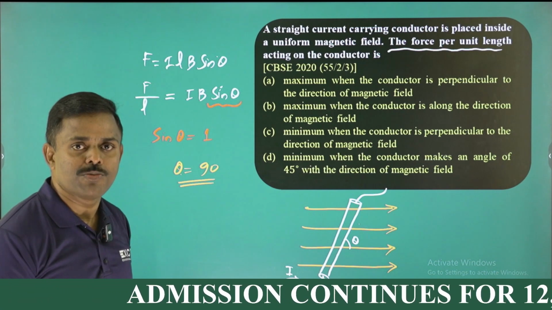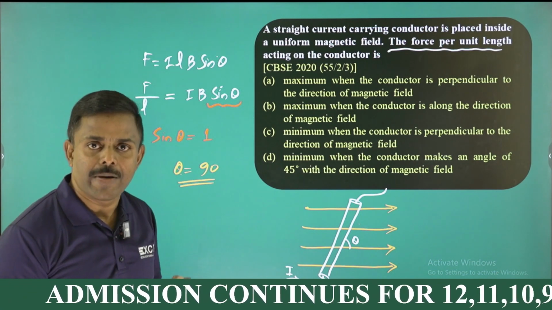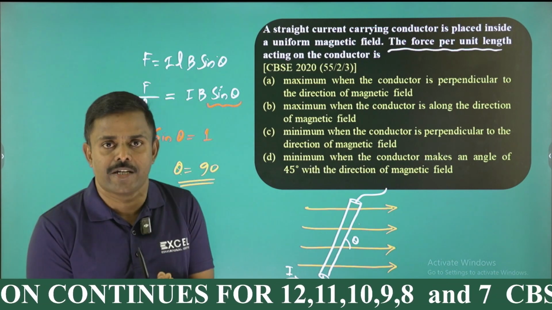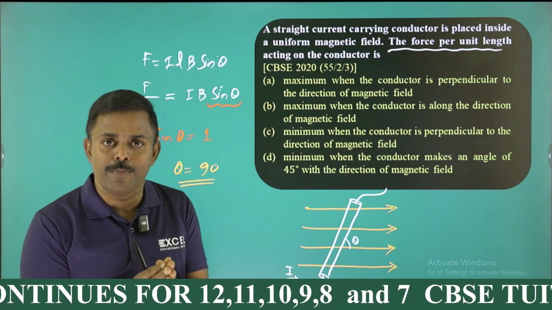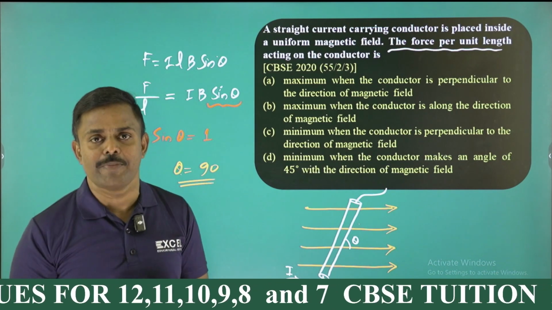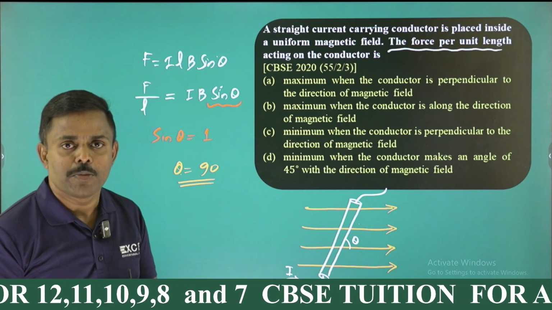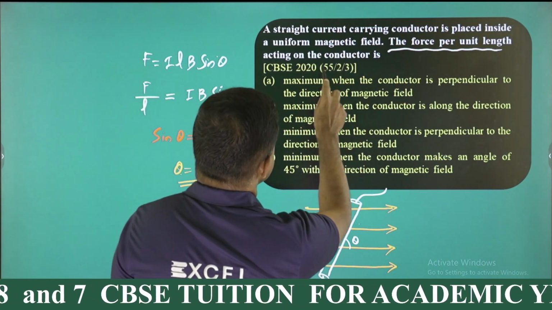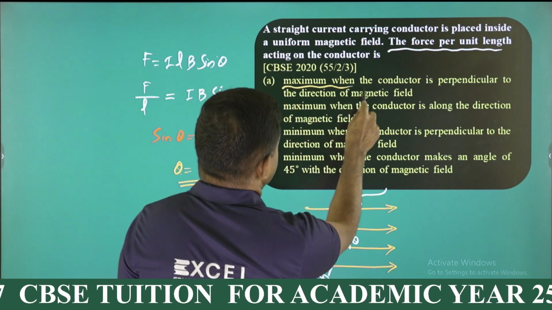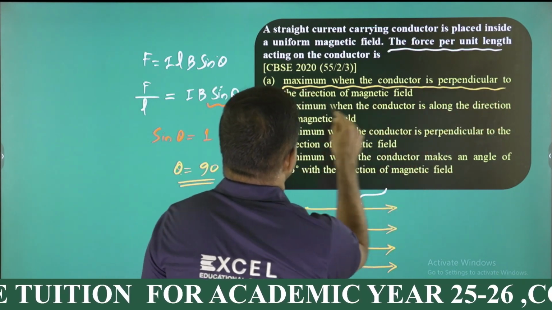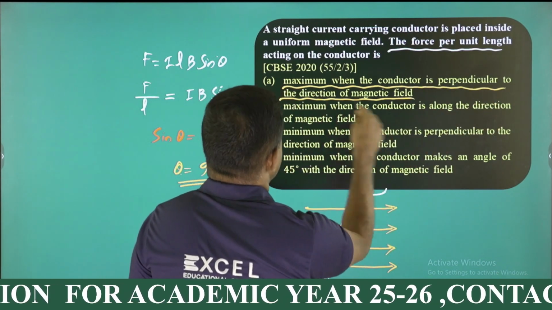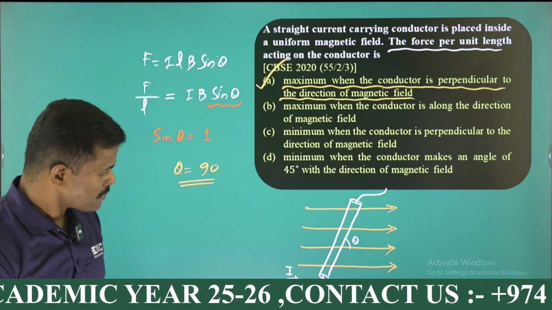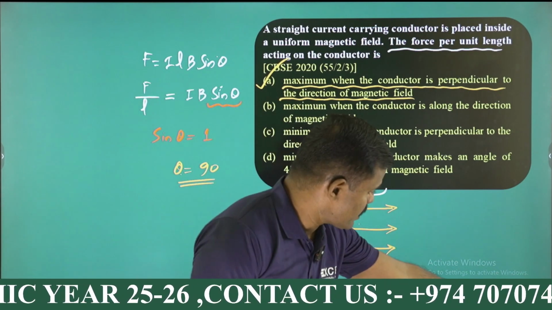Theta is 90 means the conductor is perpendicular to the magnetic field. So that is our final conclusion. The force, or force per length, is maximum when the conductor is perpendicular to the direction of magnetic field. So the answer should be option A. Hope it's clear. Let's move to the next one now.